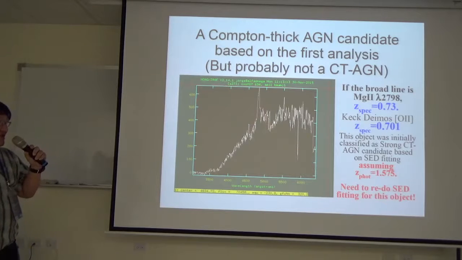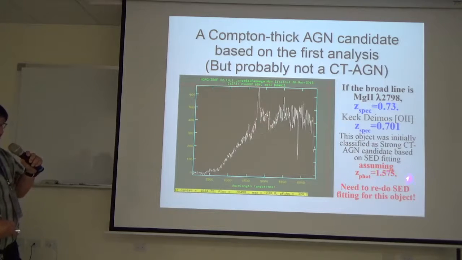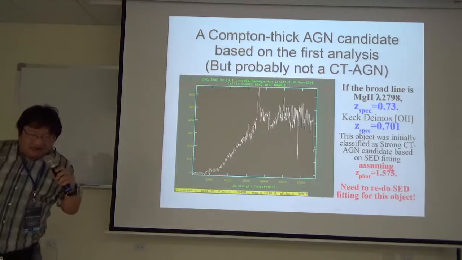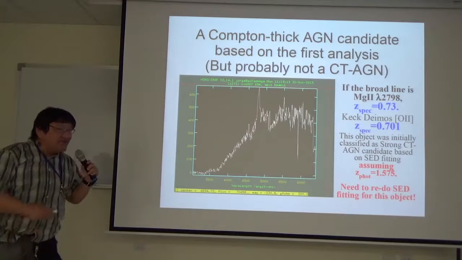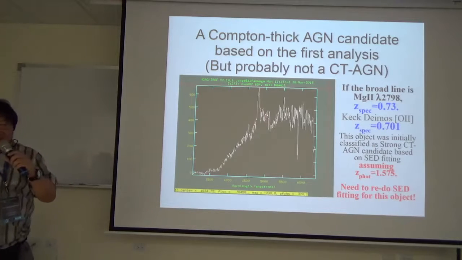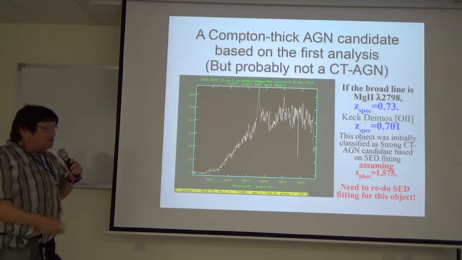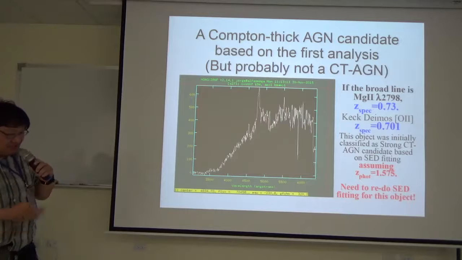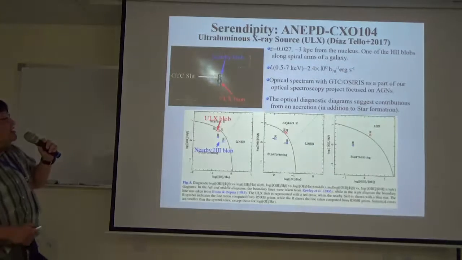classification was based on the photometric redshift, assuming the photometric redshift was 1.575. So if you have a different spectroscopic redshift, you have to redo the SED fitting. So it's important, and that's why we really try to keep the spectroscopic programs. And okay, I think I'll skip that.